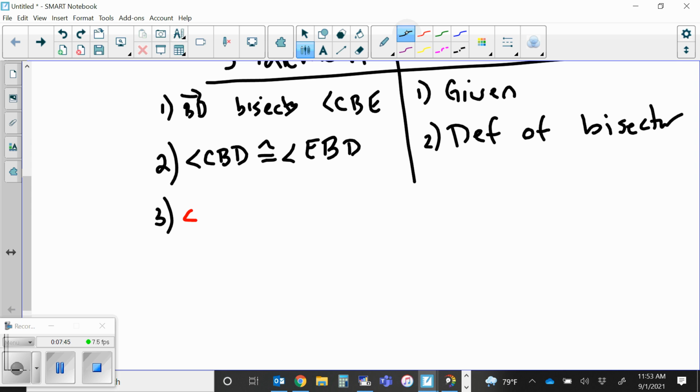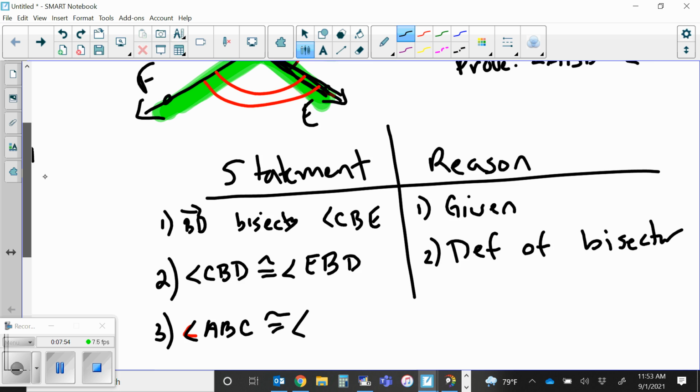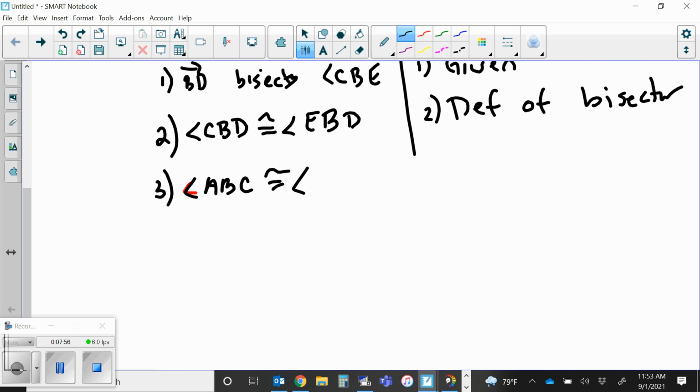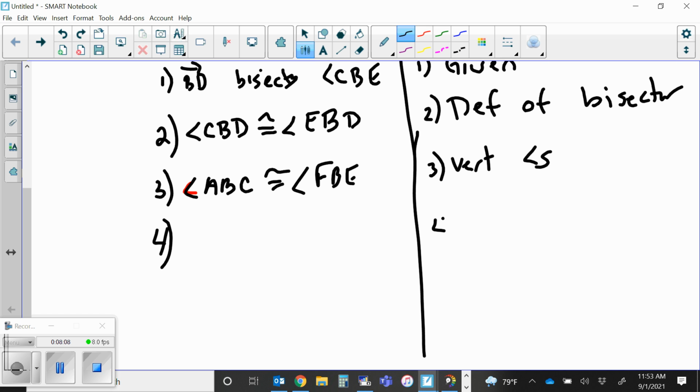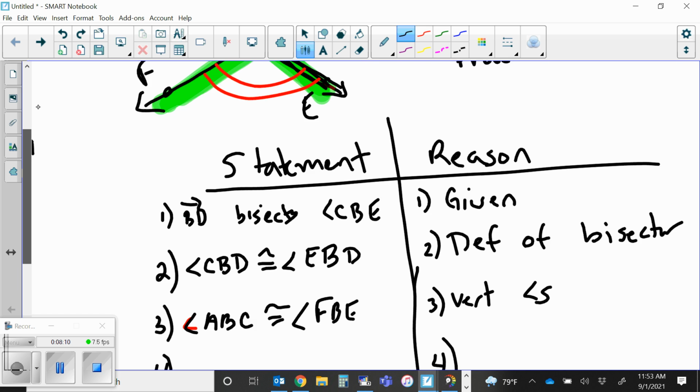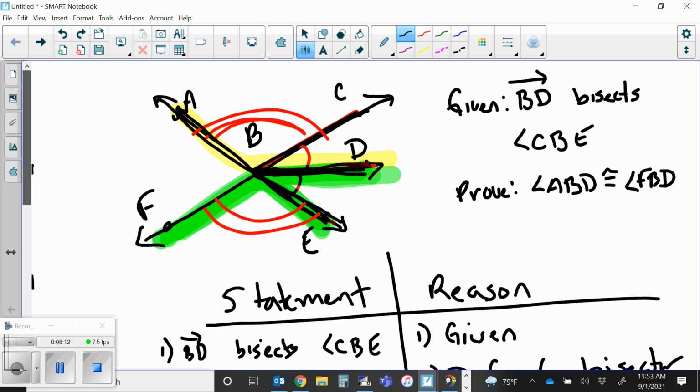Angle ABC, because they're vertical, is congruent to angle FBE. And the reason why is because vertical angles. Number 4. What else can we say about these angles? What did I just say about ABD?